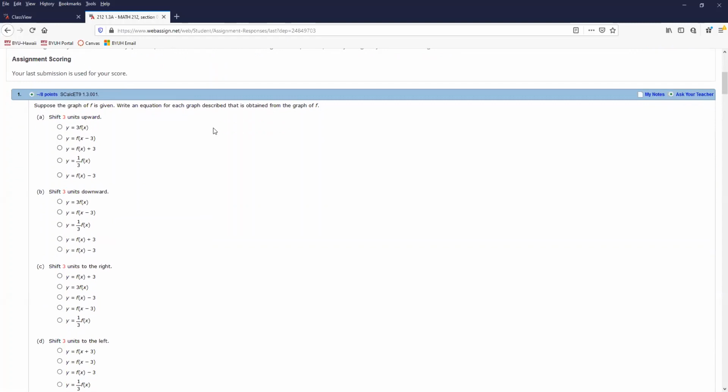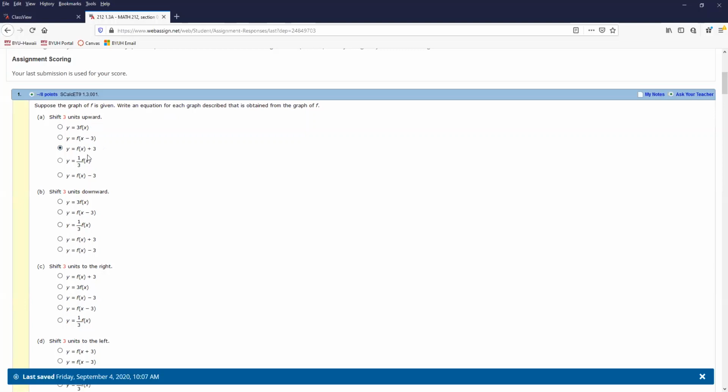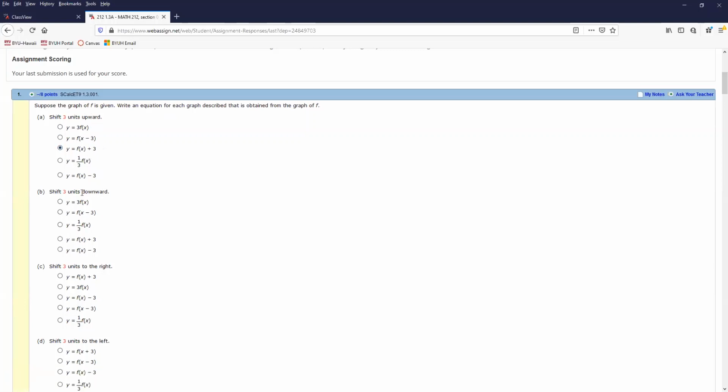Number 1, suppose the graph of f is given. Write an equation for each graph described that is obtained from the graph of f. Okay, so shifting it 3 units upward. So which one would that be? It would be f of x plus 3, right? Yes, it's this one right here. Because it's outside, and so upward means it's a vertical and it's going up, so it's a plus 3. Okay, downward would be the minus 3.